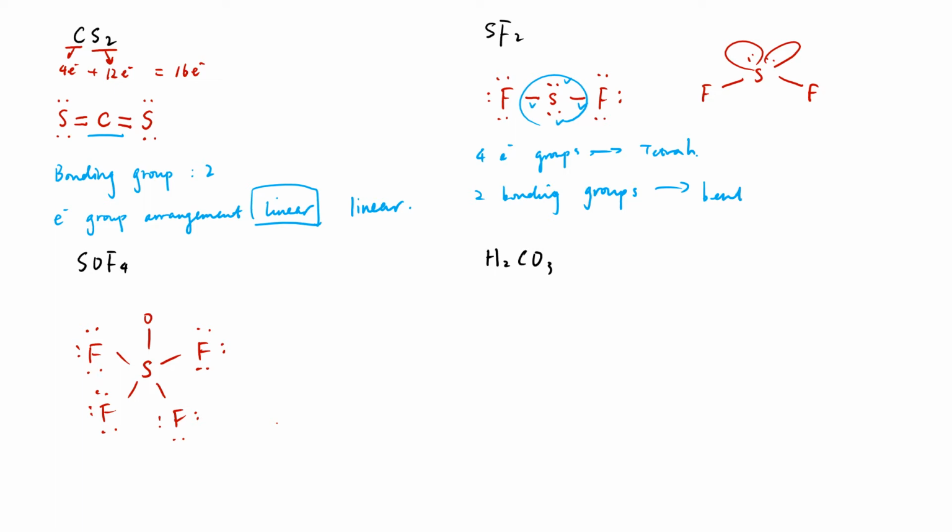And now the oxygen. First, it can be like that: 3 lone pairs and a single bond with sulfur. Or it can be like this, where it forms a double bond with the sulfur.